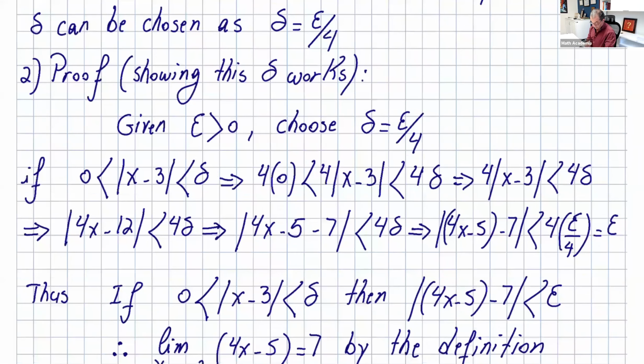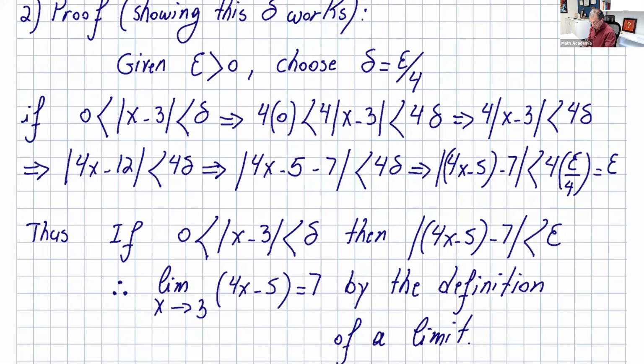So you can write: if the absolute value of x minus 3 is less than delta, or between 0 and delta, then the absolute value of 4x minus 5 minus 7 is less than epsilon. This was our a, and this is our limit. Therefore, we can say the limit as x approaches 3 of 4x minus 5 is 7 by the definition of a limit.